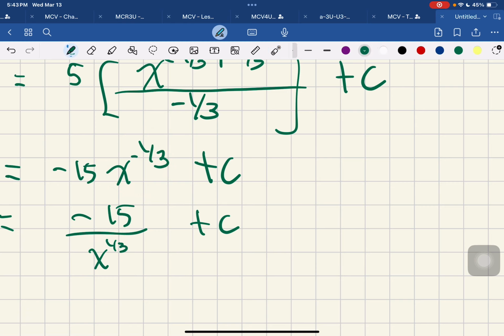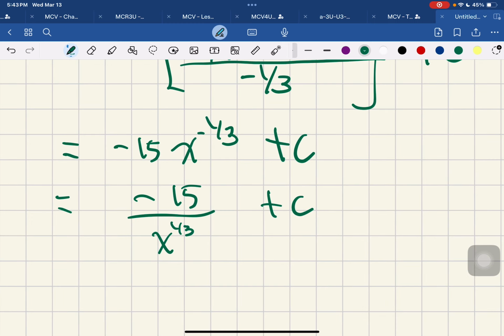Now, as a last step, what I could do is write that as negative 15 over the cube root of x, plus c. But for me, you don't have to worry about that.